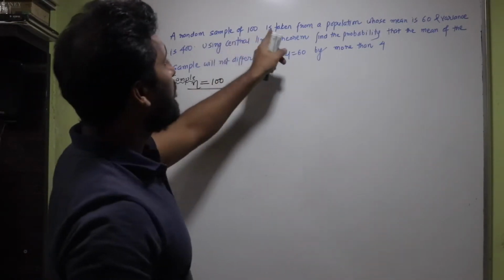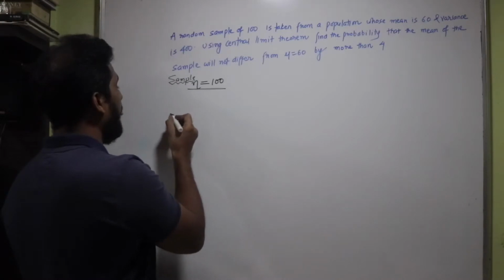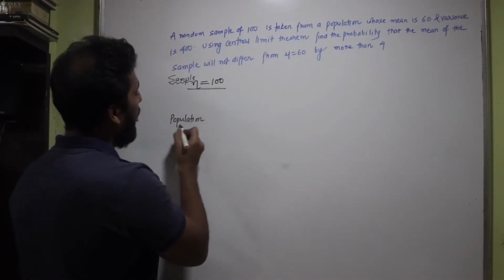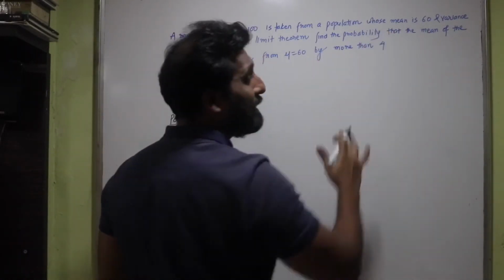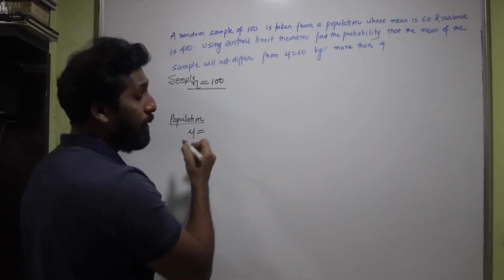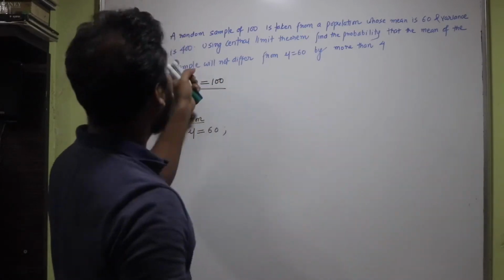Now this sample is taken from a population. So now he's telling about the population. Let's write about the population also. He is telling that this sample has been taken from a population whose mean is 60. So the population has mean 60. We know that the population mean is denoted by mu. So it is given to us as 60, and variance is 400.